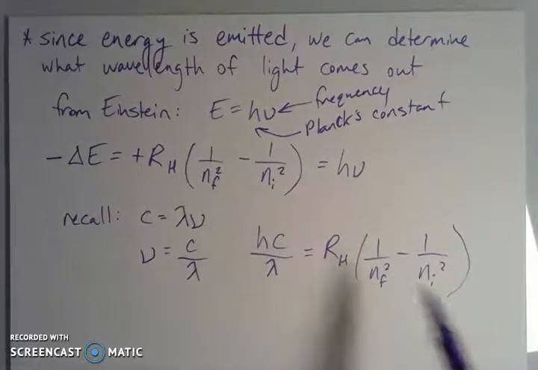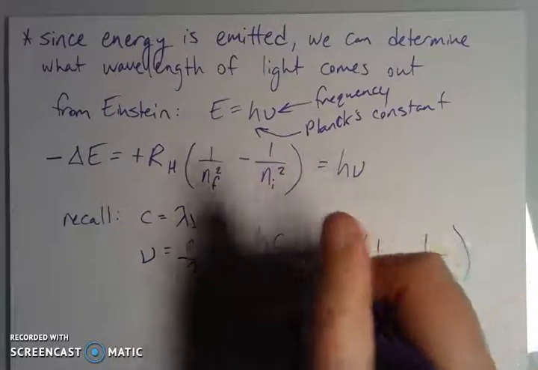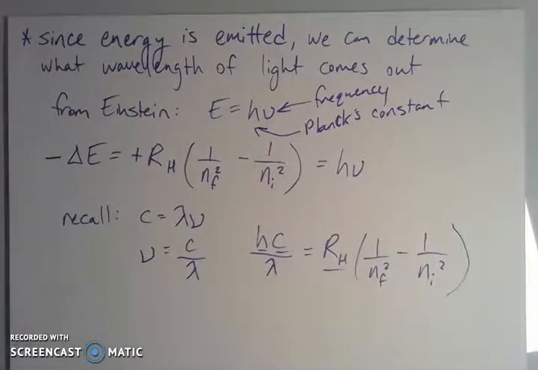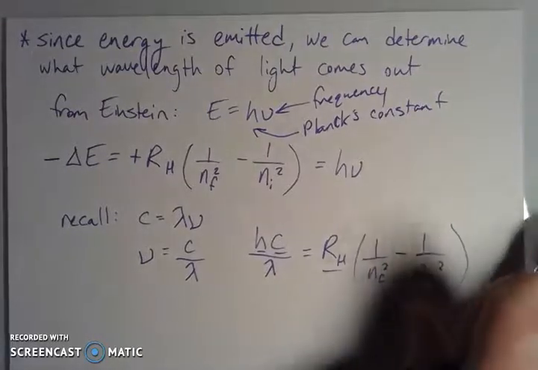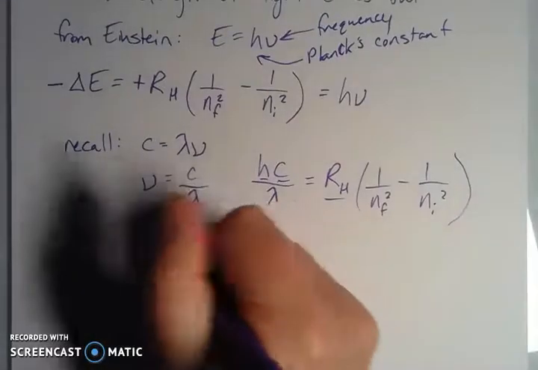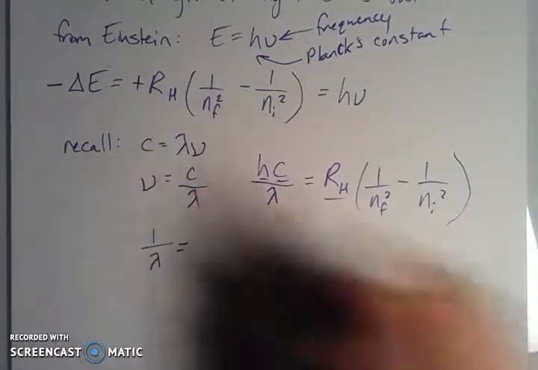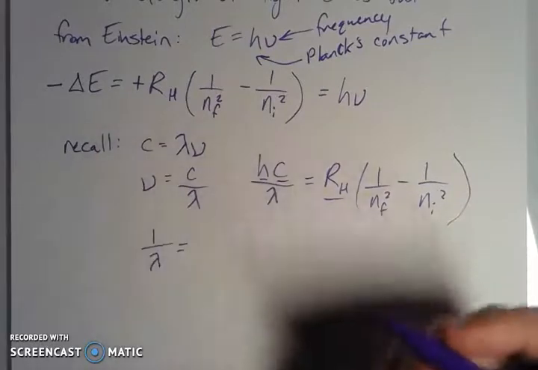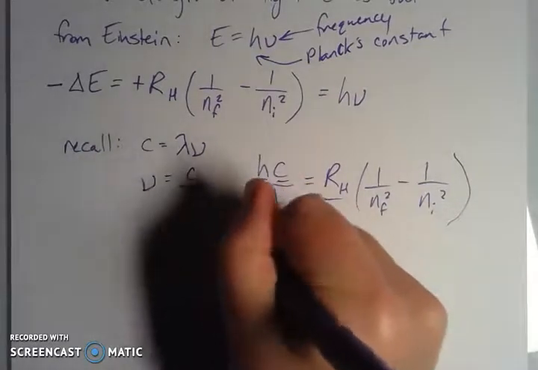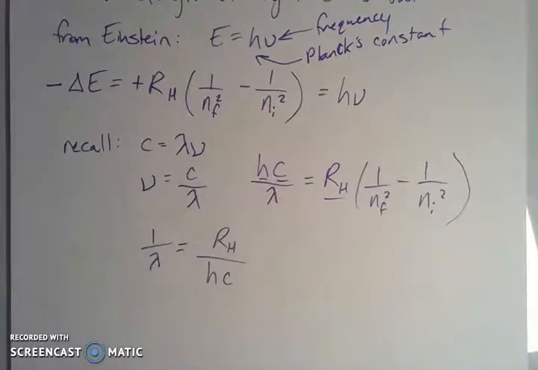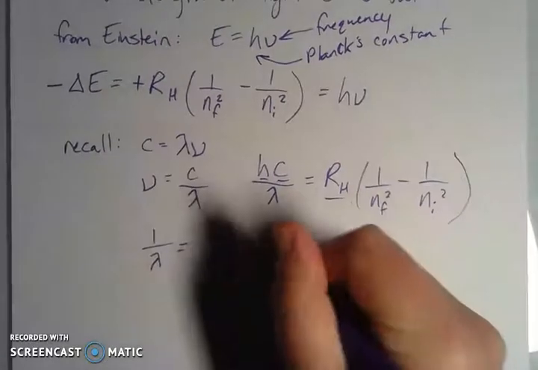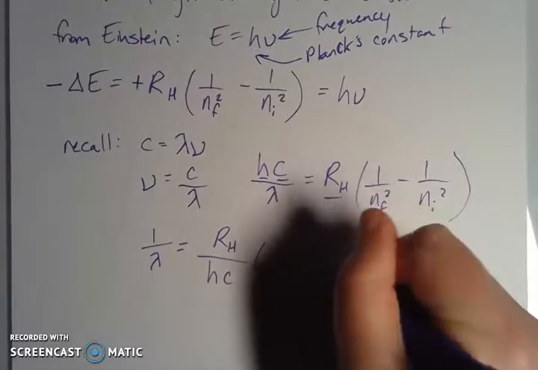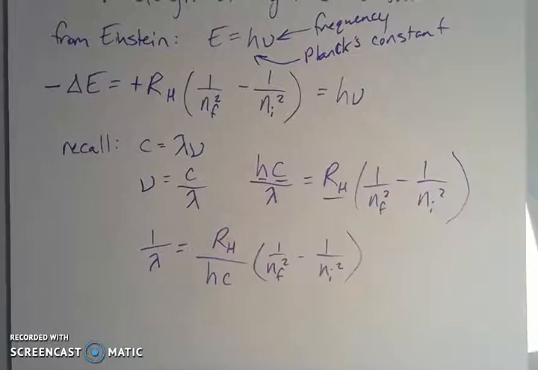And now if I do some clever rearrangement here, we have this guy's a constant, this one's a constant, this one's a constant. So if I do some rearrangements to put all of my constants together, then I end up with 1 over my wavelength is equal to the Rydberg constant over hc, Planck's constant times the speed of light, recall. And then now we have this guy with our final principal energy level minus our initial.